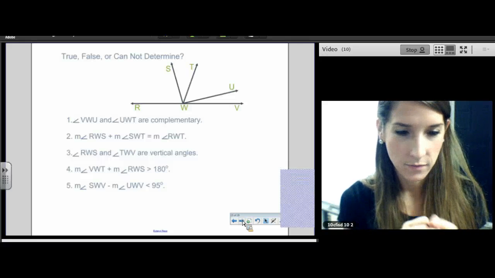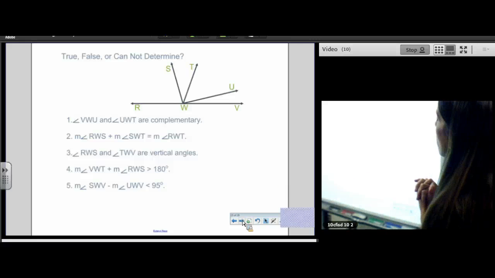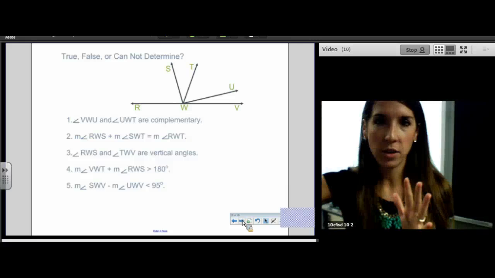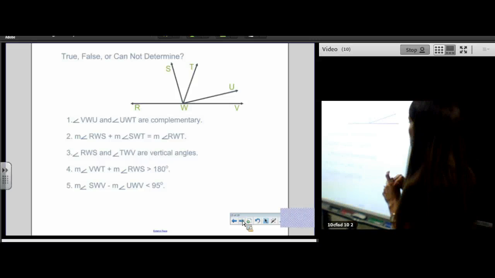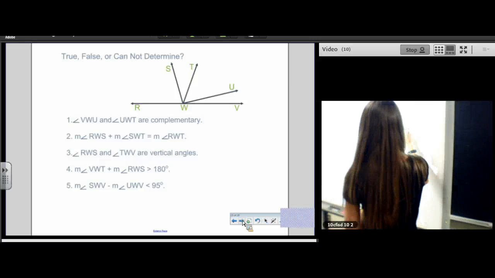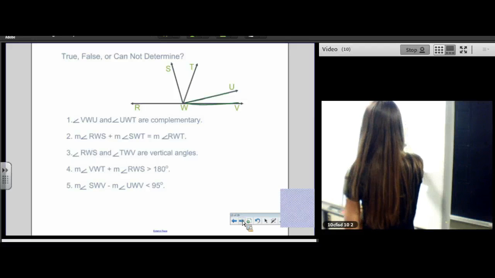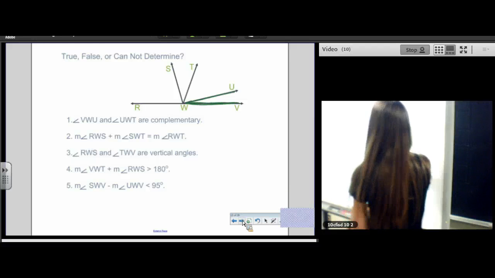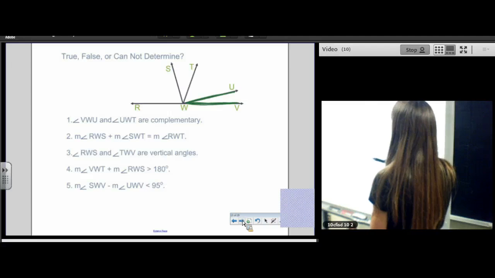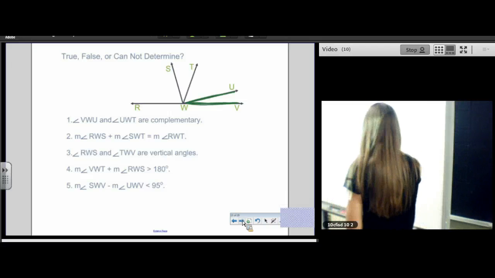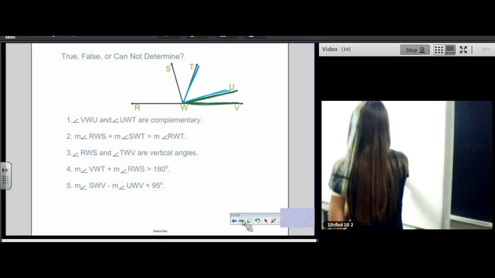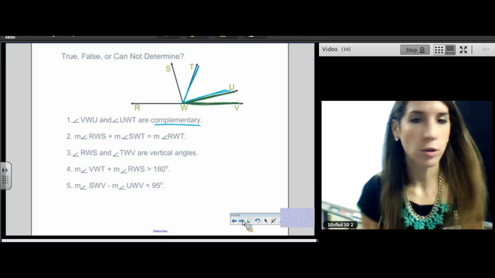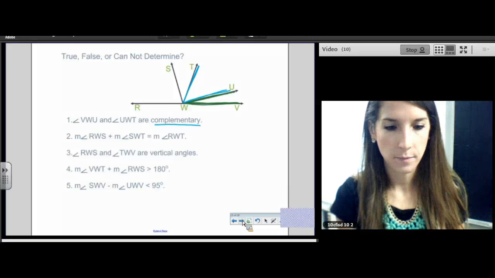Stop typing. So make sure if you're having trouble, you're following it with your finger as you read. V, W, U. Start at V, go to W, and end at U. V, W, U, and U, W, T, are complementary. True, false, or cannot determine.